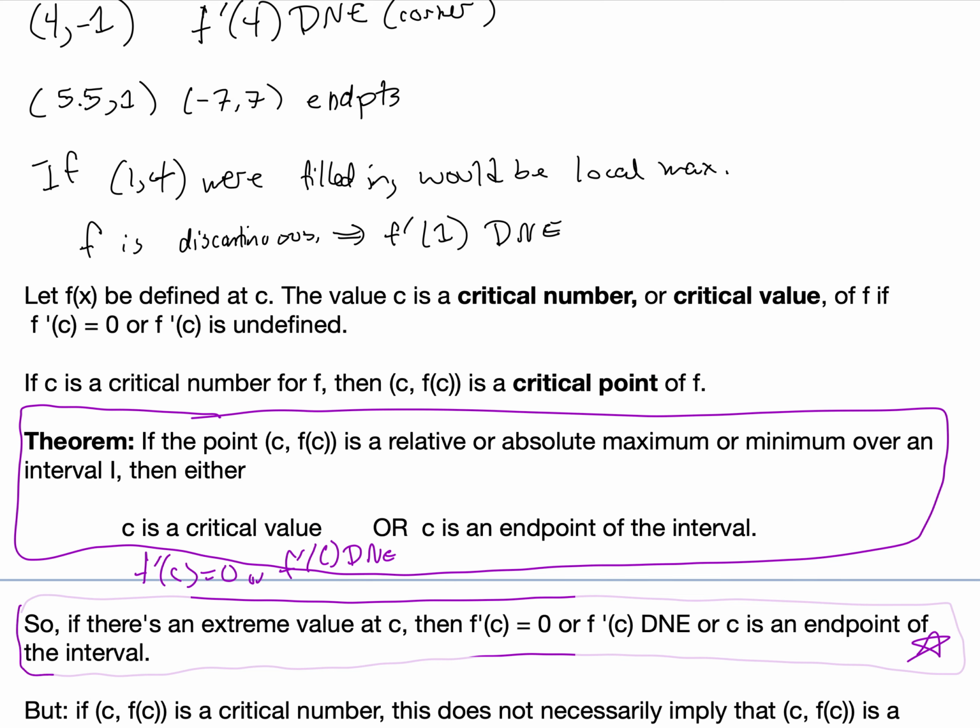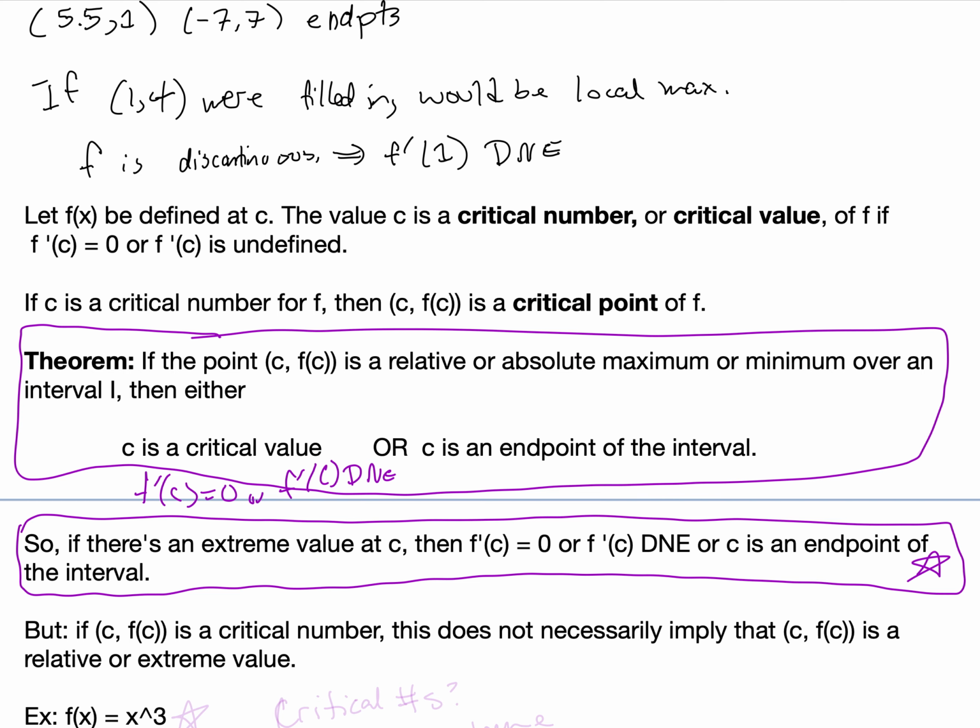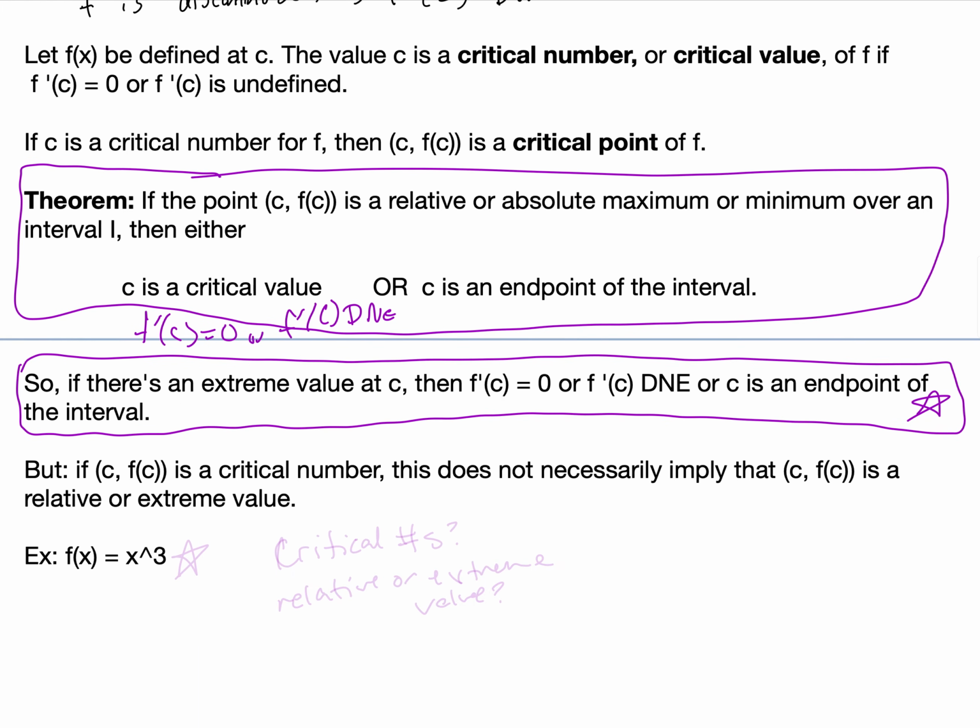And again, that is an important idea for us, that if there is some kind of extreme value, absolute or relative, then the derivative at that point is 0, or the derivative at that point does not exist, or c, the input, is the endpoint of the interval. However, if c, f of c is a critical point, this does not necessarily imply that c, f of c is a relative or extreme value.